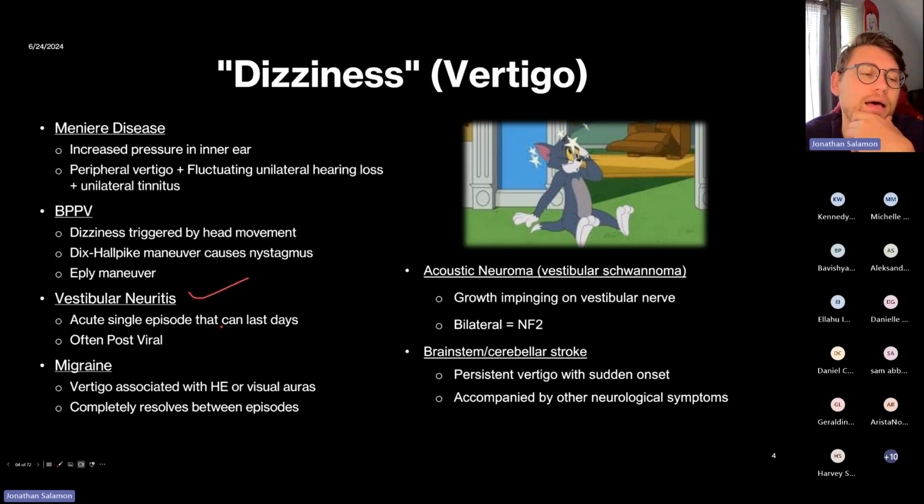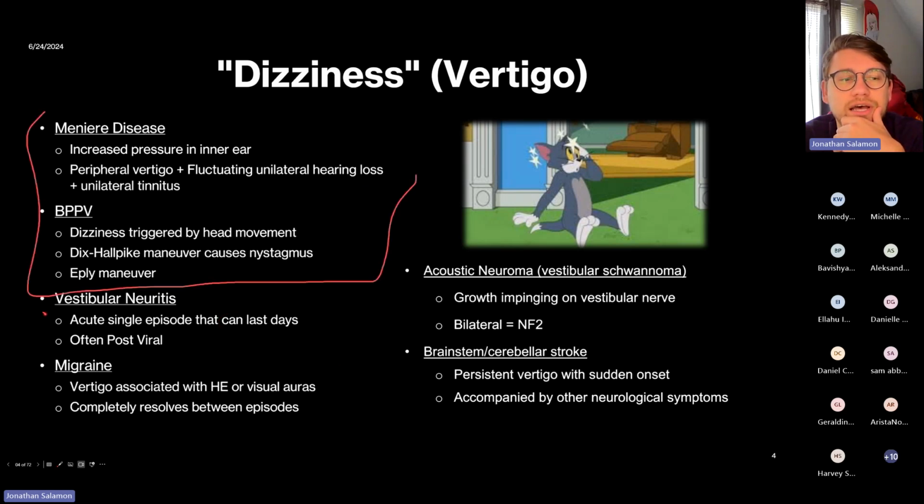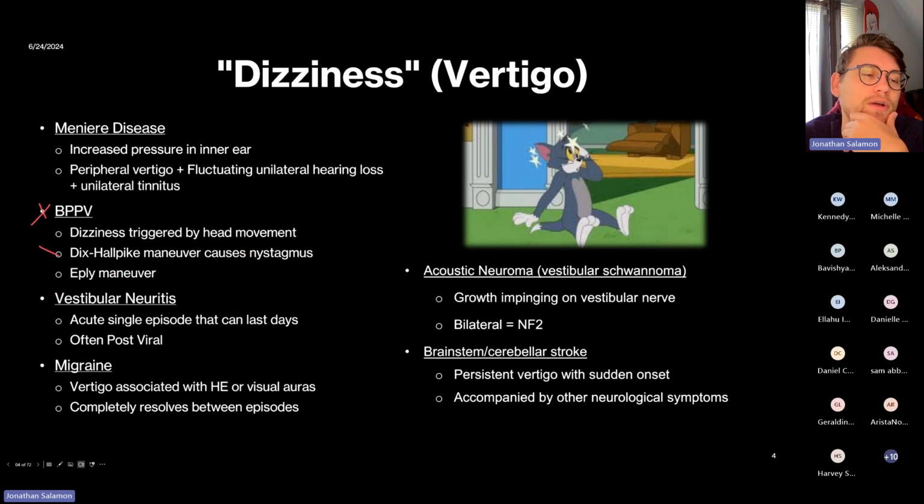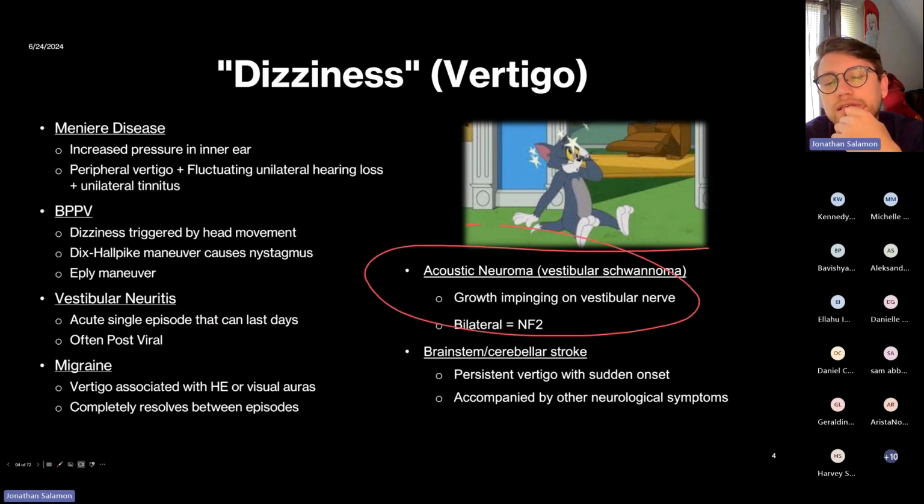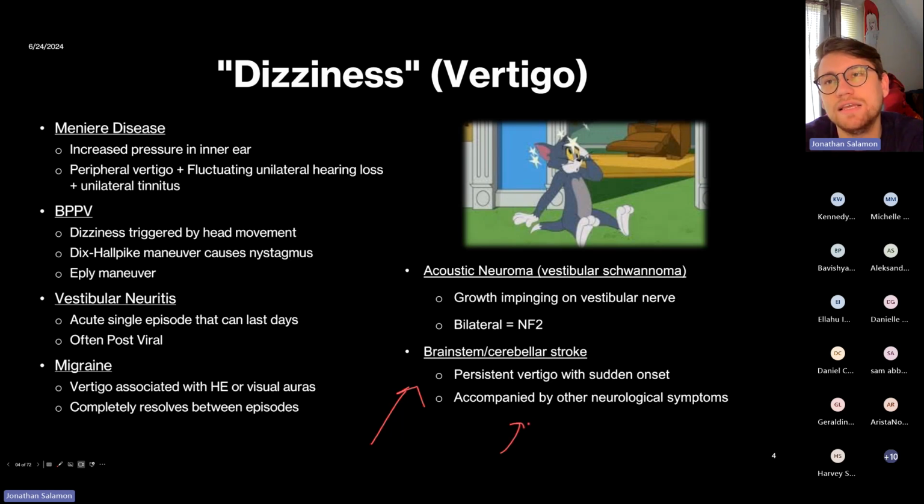Vestibular neuritis happens one time, then resolves, doesn't come back. This is neuro. Migraines can cause these. Usually, they're asking you, hey, this is BPPV, and then know one of these, or they're asking you to distinguish between these two: Meniere's disease and vestibular neuritis is what they do. We just talked about this. Brainstem cerebellar stroke: usually, dizziness is not the thing that you're answering that question based on, because there's a million other symptoms.